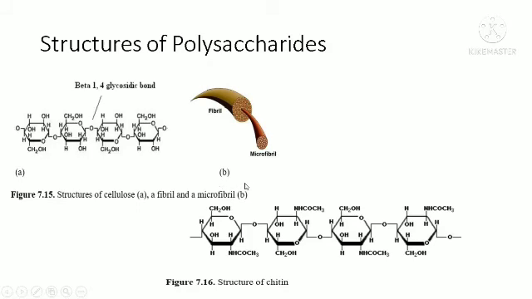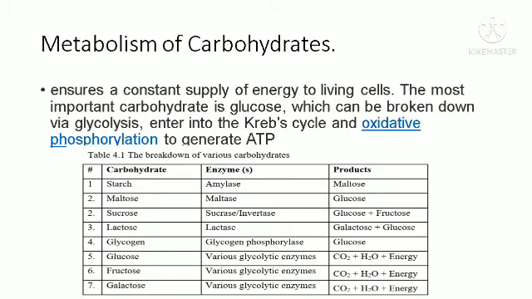Now let's look at the metabolism of carbohydrates. The metabolism of carbohydrates ensures a constant supply of energy to living cells. Living cells will only utilize monosaccharide units in their metabolic pathways, and as such, polysaccharides and disaccharides are broken down to their monosaccharide units to be utilized in the metabolic pathways. Glucose is the most important of the monosaccharides, and there are enzymes that break down polysaccharides and disaccharides, most especially down to glucose, so that it can be utilized in metabolic pathways such as glycolysis or the Krebs cycle and other metabolic pathways.